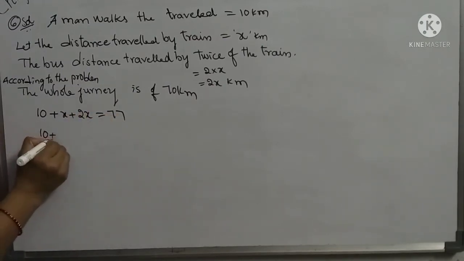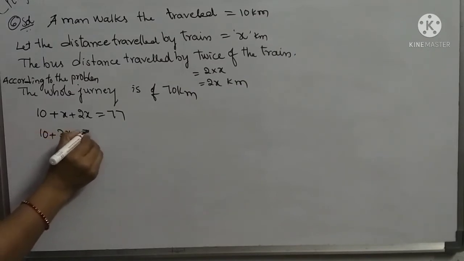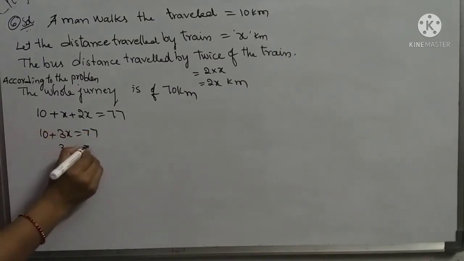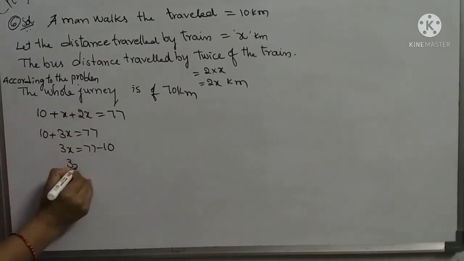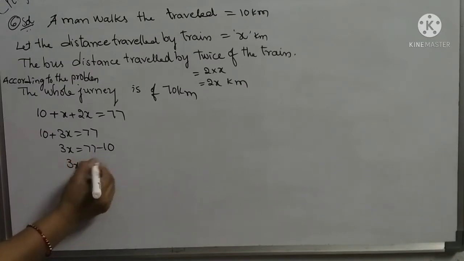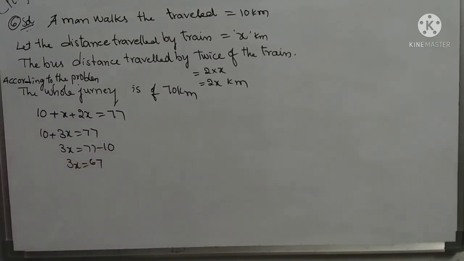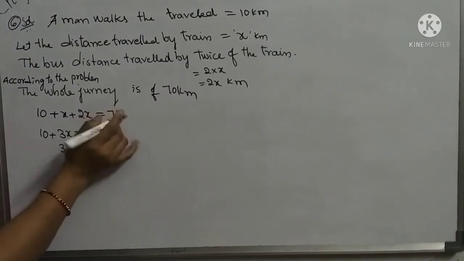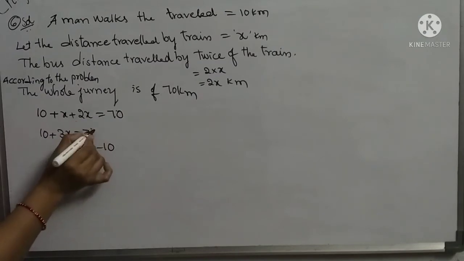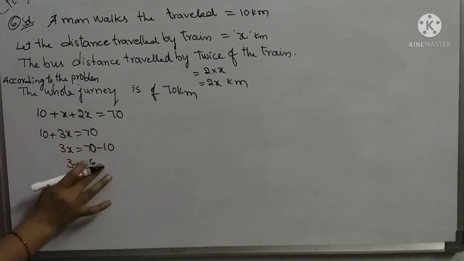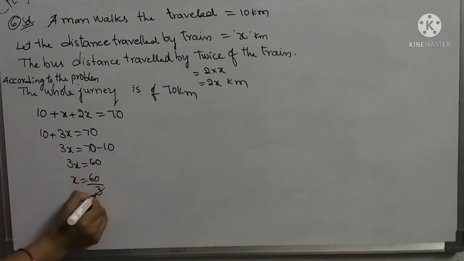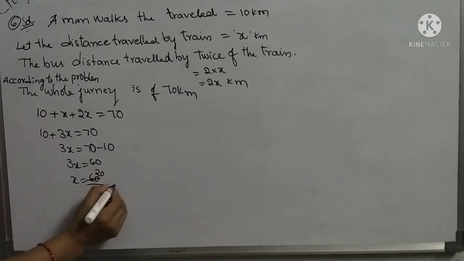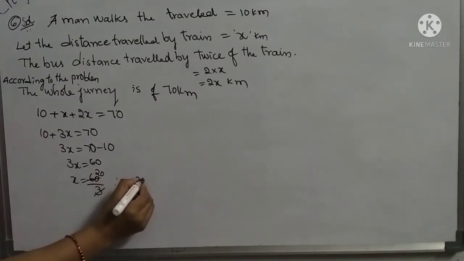So 10 plus x plus 2x, 3x equal to 70, 3x equal to 70 minus 10. The positive quantity becomes negative. So finally 3x equal to 60. Understand that? Here write 70 kilometers. So x is equal to 60 by 3. 3 twenties are 60, therefore x equal to 20 kilometers.